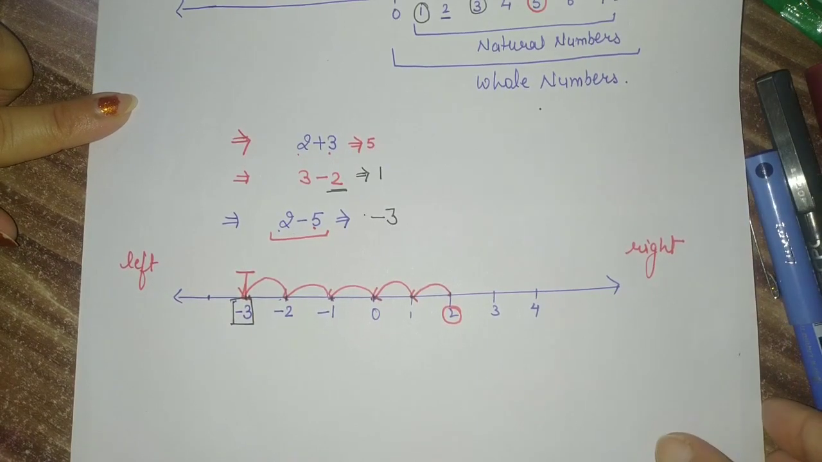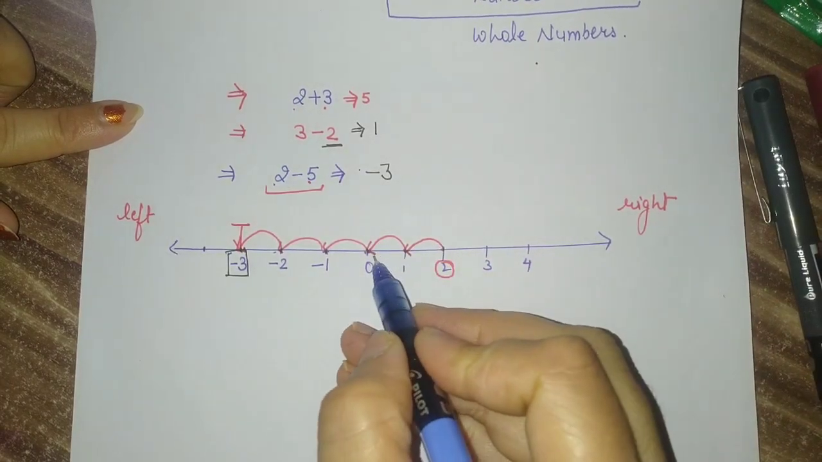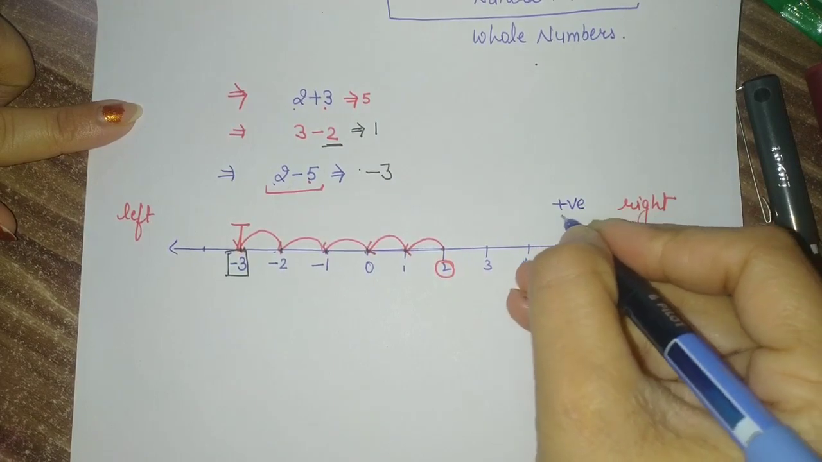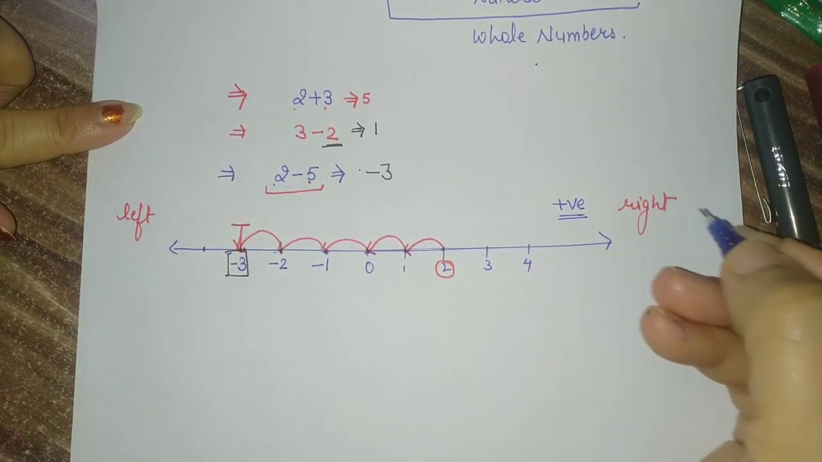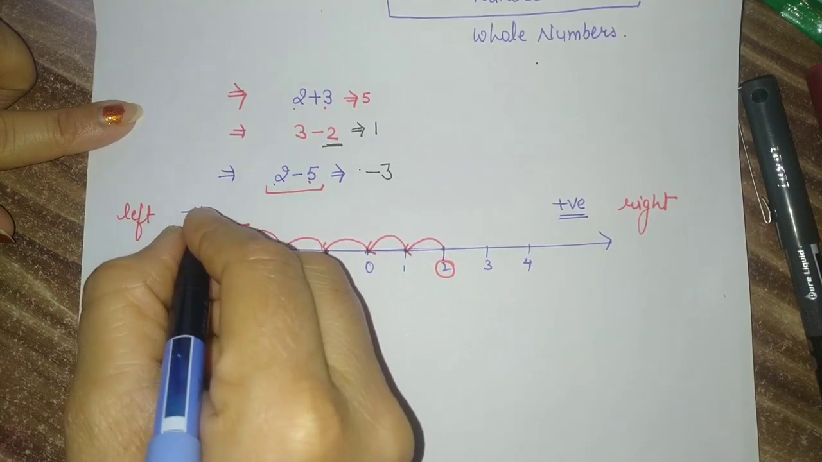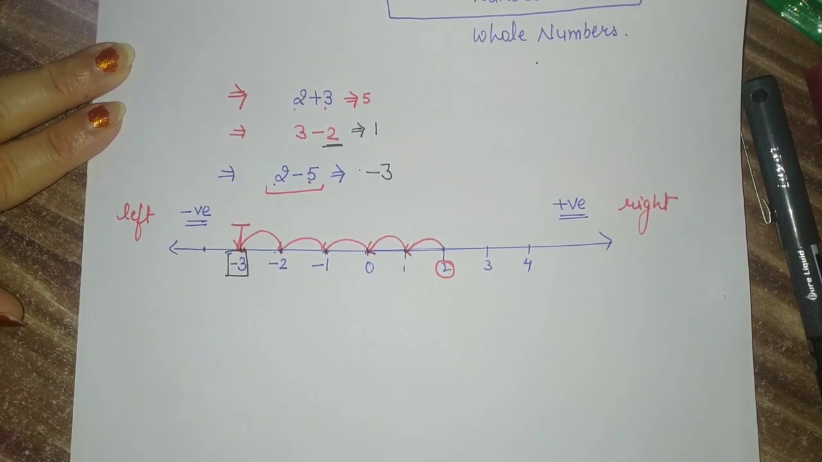So listen carefully, friends. On the number line, the right side we always show the positive numbers that we have discussed, and on the left side we represent negative numbers. Now the question arises, what are negative numbers?